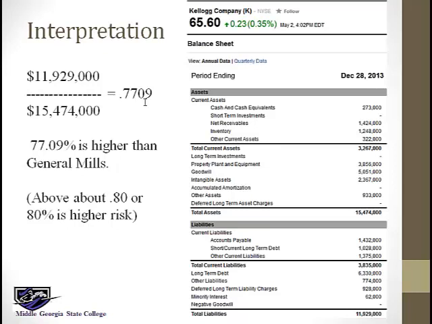Now that's getting pretty close to the 0.8. So from this particular statistic, Kellogg's has quite a bit more financing risk than does General Mills. Can they afford this debt? We would need another ratio. We would look at times interest earned to see, but Kellogg's is much closer to their debt capacity limit than General Mills was.